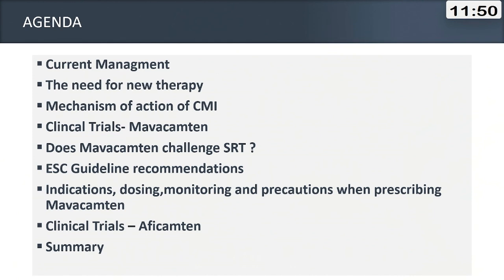Our agenda is discussing the current management strategies, the need for new therapy, the mechanism of action of cardiac myosin inhibitors, pivotal clinical trials for mavacamten, and does mavacamten challenge septal reduction therapy, the most recent guidelines recommendation involving mavacamten in the treatment algorithm, indications, dosing, monitoring, and some precautions when prescribing mavacamten in clinical practice, and some pivotal trials in aficamten, a next-in-class cardiac myosin inhibitor.